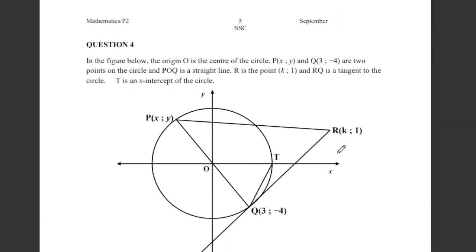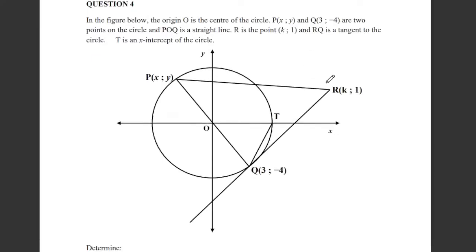Question number 4 deals with the circles. So with the circles, we need to know the general equation of a circle. It's x squared plus y squared is equal to r squared. That's if the circle is centered at the origin. If it's centered at points other than the origin, then (x minus a) squared plus (y minus b) squared is equal to r squared, where a and b represent the coordinates of the center. That we need to remember.